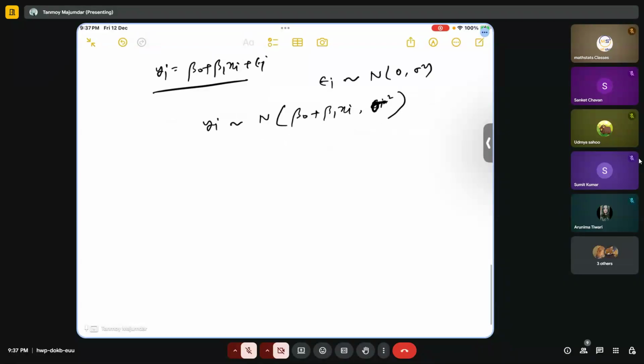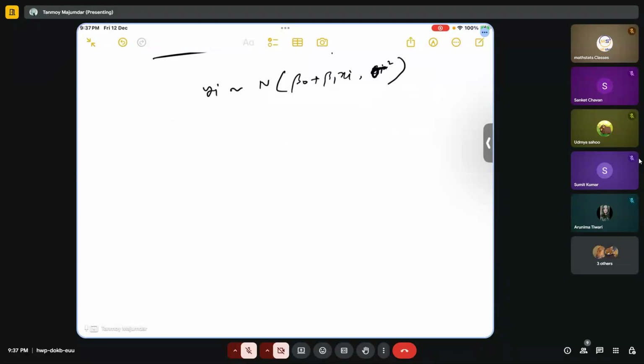Using that, we can find the likelihood function of our given observations. We can write the likelihood function as L, and the function is of beta naught, beta 1 and also sigma square. Why sigma square? Because we have already considered sigma square in our normal distribution, and sigma square is also a parameter, so we do not have any idea about sigma square either. That's why we have to use it.